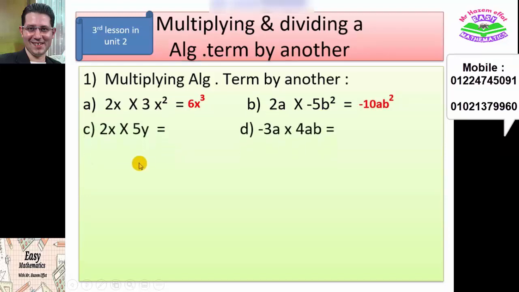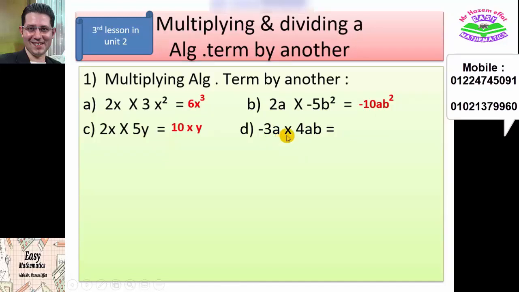Okay, let's see more exercises. He gave me here C, 2x multiplied by 5y. The same, we must multiply the two coefficients by each other. It will be 2 by 5 equal to 10. And x by y will be xy. Finally, it will be 10xy.